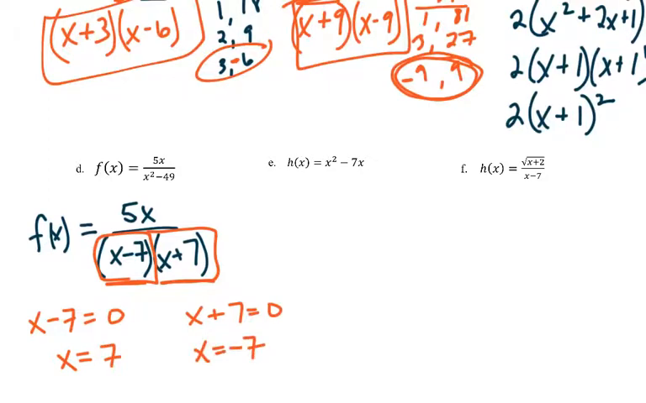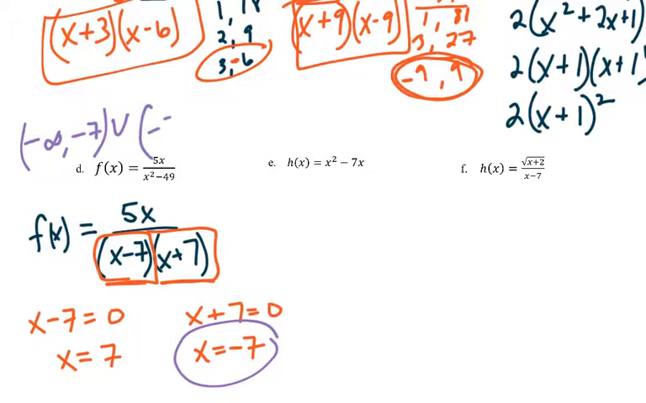So our domain for this function right here, I'm going to write it in purple right above it, is going to be from negative infinity to negative 7, because we're going to have a break there, unioned with negative 7 to positive 7, because that's when we have our next break, union with from 7 to infinity.